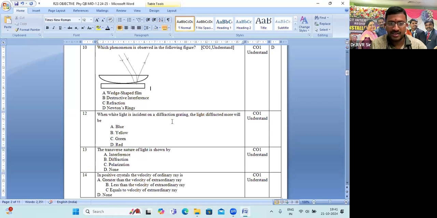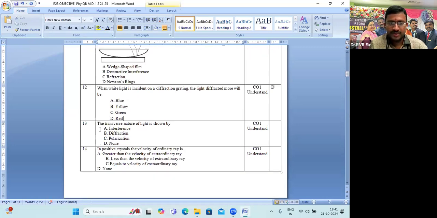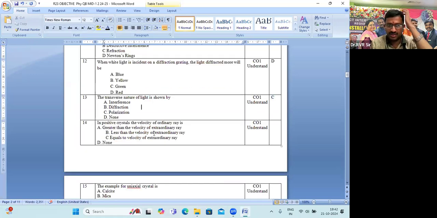When white light is incident on the diffraction grating, which light will be diffracted more? It is in the pattern of VIBGYOR colors. So accordingly, you can check the answer. It is option D. Red color will diffract more. The transverse nature of the light is shown by interference, diffraction, polarization. Polarization is the only phenomenon which reveals that light has a transverse nature. So the answer is option C.